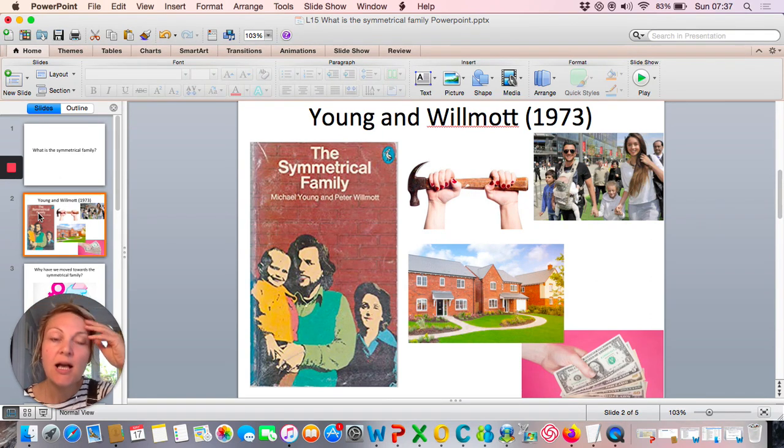So Young and Wilmot, to summarise, suggest that families as a whole have become much more home-centred, and they argue that there is greater equality between men and women within the household. Even though their tasks are different, they spend equally the same amount of time on each of them. For example, women may do more of the housework and childcare, but men also spend the same amount of time on home-related tasks as well.